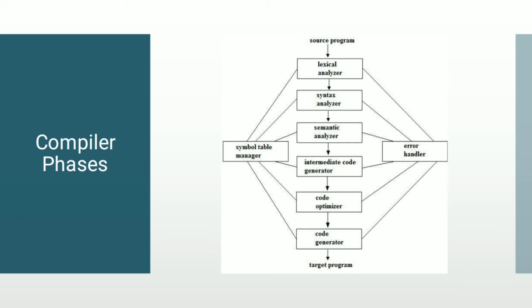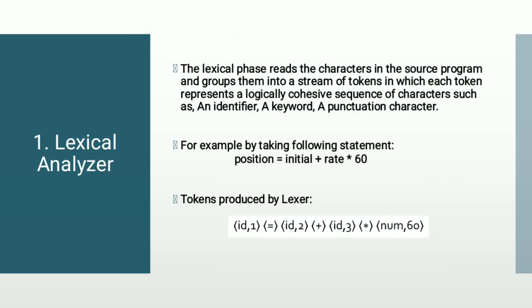A compiler operates in 6 phases, which are Lexical Analyzer, Syntax Analyzer, Semantic Analyzer, Intermediate Code Generation, Code Optimization, and Code Generation. Each phase transforms the source program from one representation to another until it reaches the target program. The symbol table manager and the error handler both interact with the 6 phases.